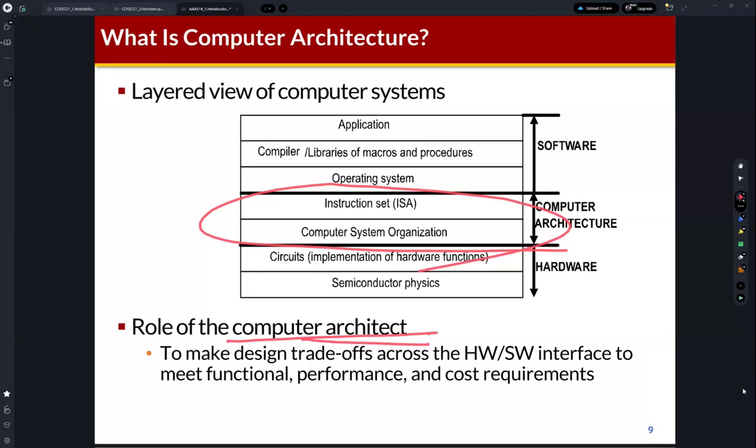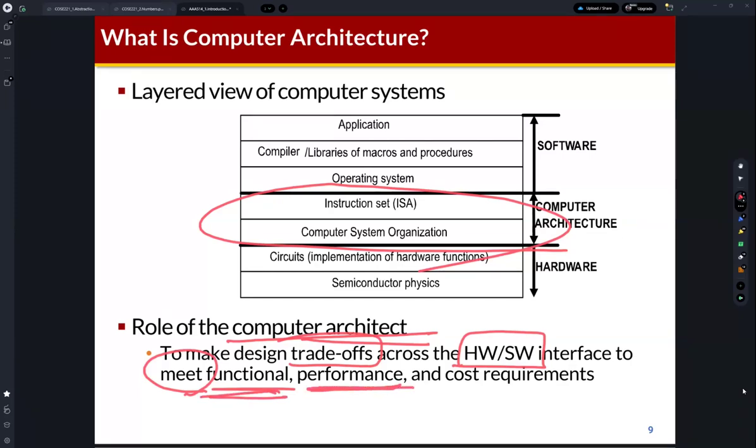So what is the role of the computer architect? Computer architecture researchers are called architects. The role is to make design trade-offs across the hardware-software interface. That's why we need to know about the hardware and also about the software. Sometimes it's not easy to know both, but it's okay, it's fun and interesting. And for what? To meet function: computer systems need to work well and work correctly. So meet the function and then performance.